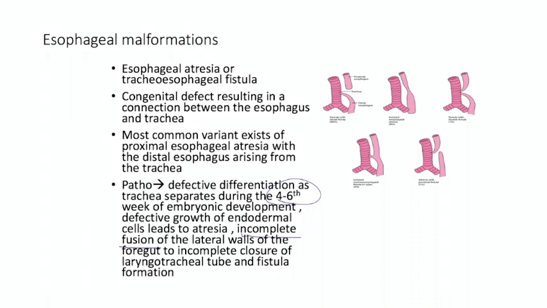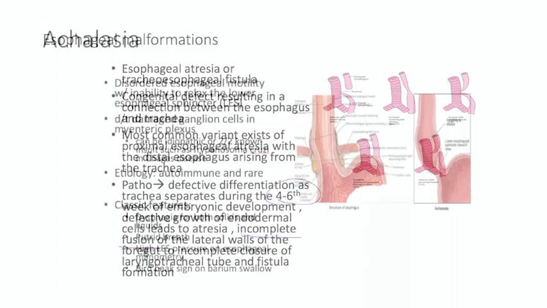Here you can see a couple different types. Here is atresia with distal fistula. Here is an isolated esophageal atresia, and then a double fistula. Here is an isolated H-type.